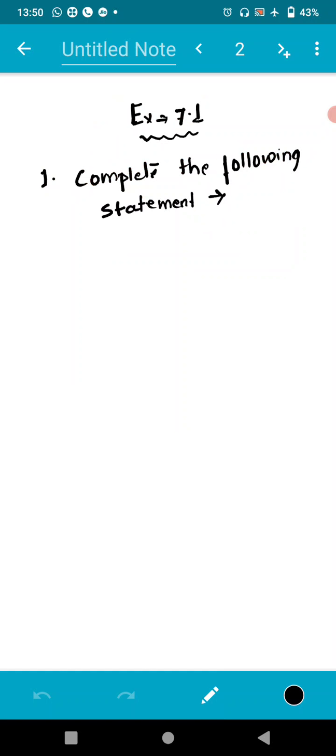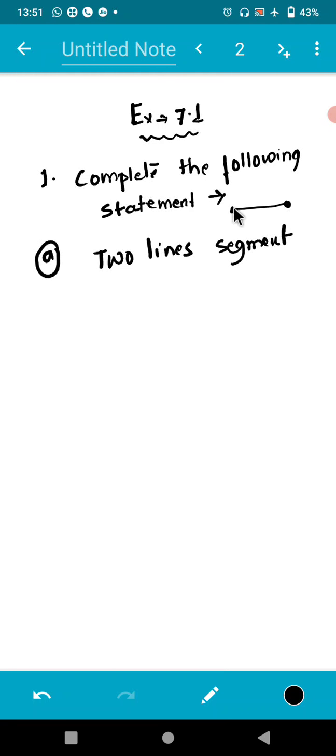Now it's time to get on with the exercise. Let's see what is there in question number 1 of exercise 7.1. We have some fill in the blanks. Complete the following statement. Number A: 2 line segments are congruent. Line segment, students, I hope you remember what a line segment is. The line which has one starting point and an end point is called a line segment.